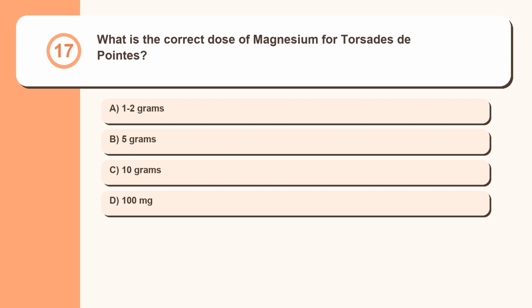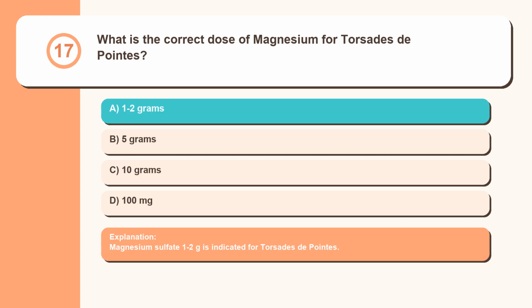Question 17. What is the correct dose of magnesium for torsades de pointes? 1 to 2 grams, 5 grams, 10 grams, 100 milligrams. Magnesium sulfate 1 to 2 grams is indicated for torsades de pointes.